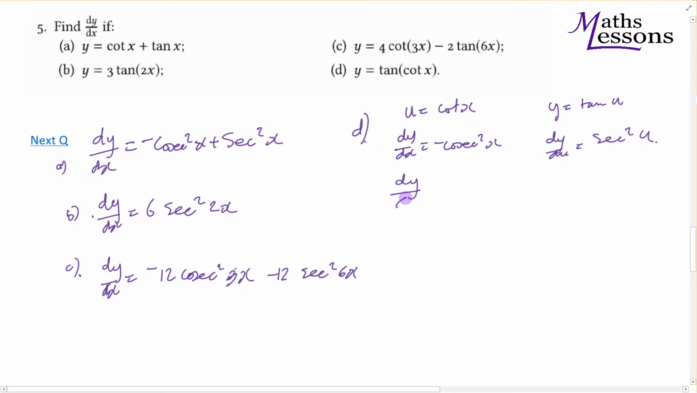So dy by dx will equal dy by du times du by dx, which is just going to be sec squared u times minus cosec squared x. But u is equal to cot x, so we get sec squared of cot of x, and there's no real way to simplify that. That's how you do it. You should really be trying to do those in your head. You should think to yourself, okay, I differentiate the cot x and I get minus cosec squared coming out. Then I differentiate the tan, I get sec squared of whatever's in the middle. So do try and get to the stage where you can do those in your head.